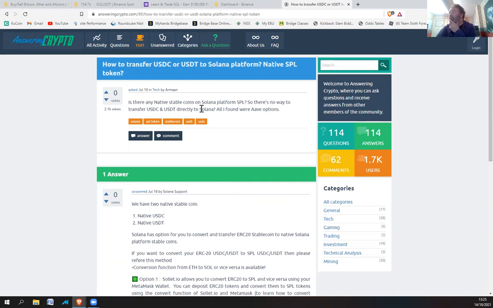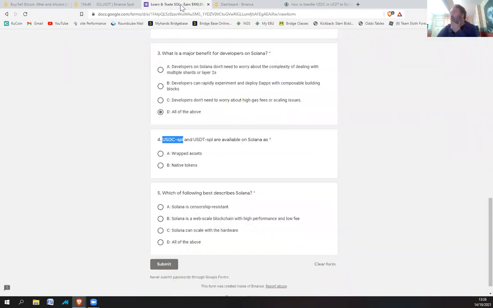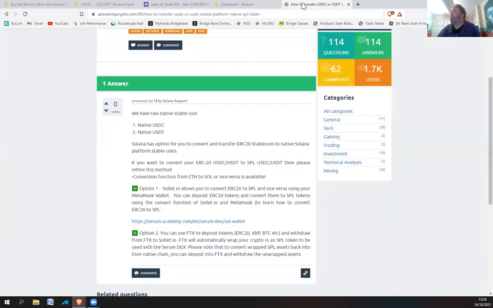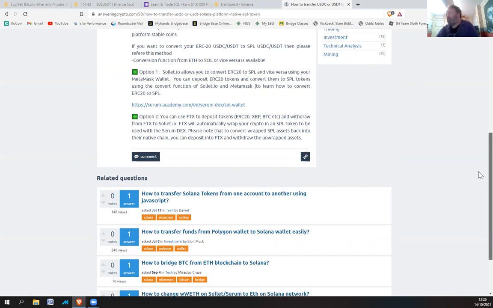So there's no way to transfer USDT direct to Solana. All I found were Aave options. We have 2 native stable coins. Native. Size option for you to convert and transfer stable coin to native Solana platform. If you want to convert your, you convert. Maybe I'm staring at the answer more, or I'm a bit thick. How to transfer Solana tokens from one account to another using JavaScript. Don't want to do that.